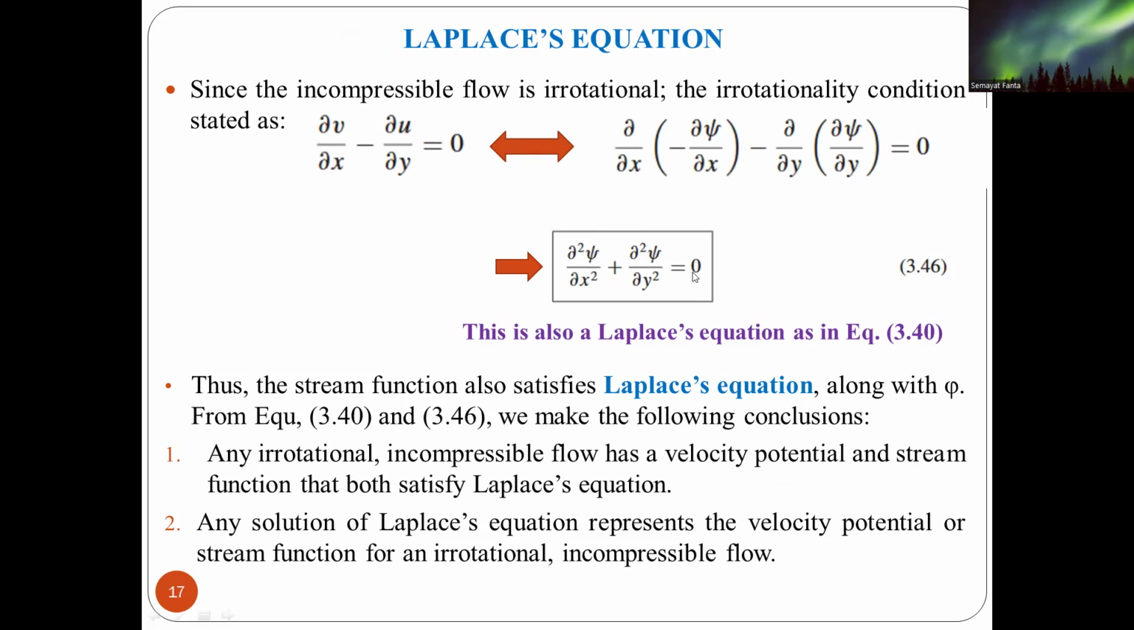We can conclude the following. First, any irrotational incompressible flow has a velocity potential and stream function that both satisfy the Laplace equation. Second, any solution of the Laplace equation represents the velocity potential or stream function for an irrotational and incompressible flow. So these are the two conclusions.